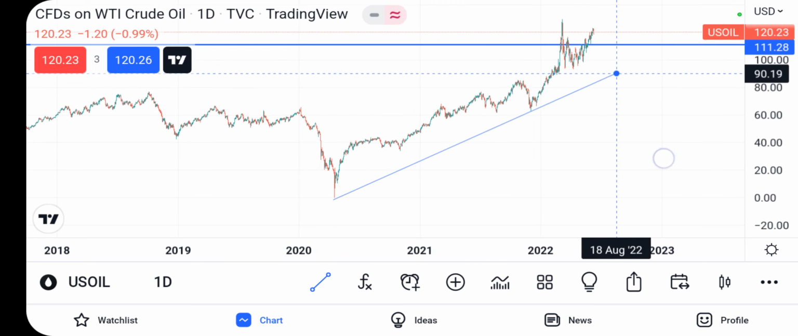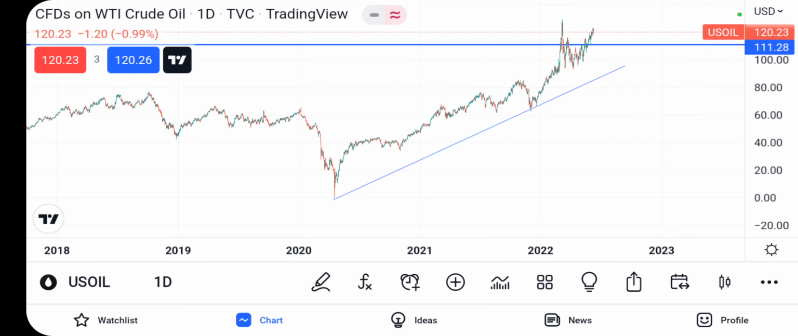What is this? This is the ascending channel, also to push what? To push the market to the downside.